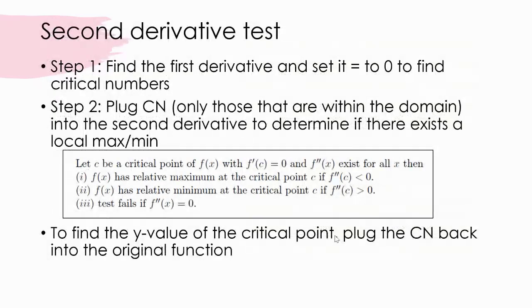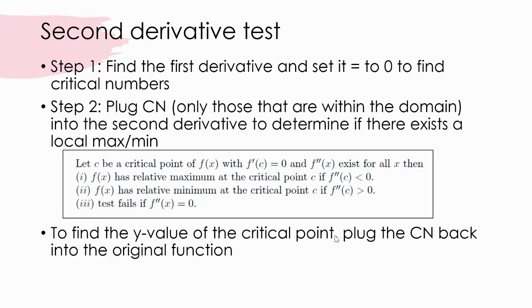And then we'll move on to the second derivative test, which is our last topic. The first step that you will take is to find the first derivative, set it equal to 0, and find the critical points or the cut points. And then in step 2, you will plug those critical numbers, only those that are within the domain, into the second derivative to determine if there's a local max or a local min.